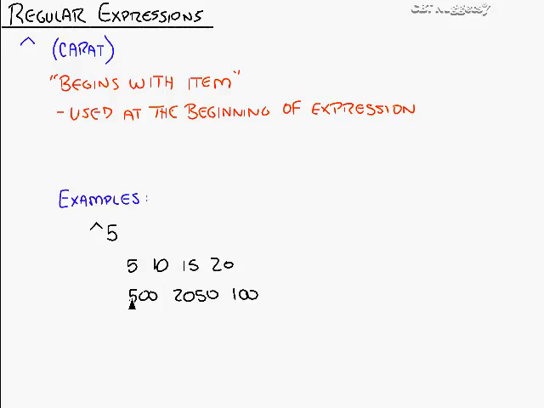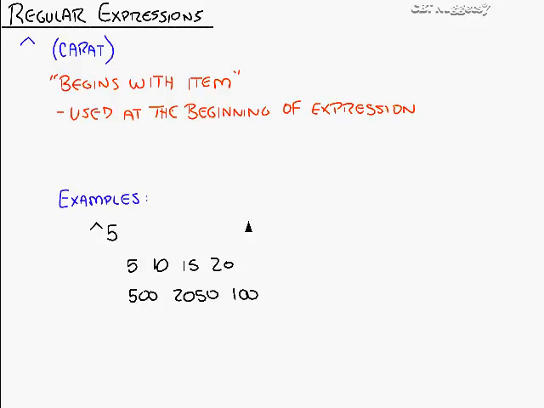Now you might see this one as well, and you go, well, wait a second, that's not a 5. Yes, it is. These regular expressions are very finicky because it will match a 5, whether it be a 50, a 500, a 5 million. It will match any one of those because it starts with a 5.